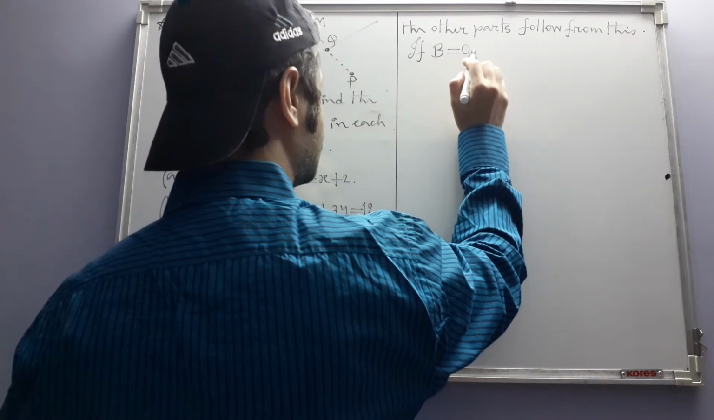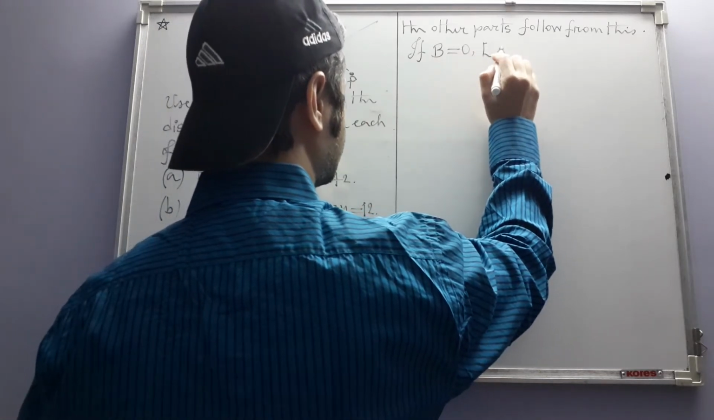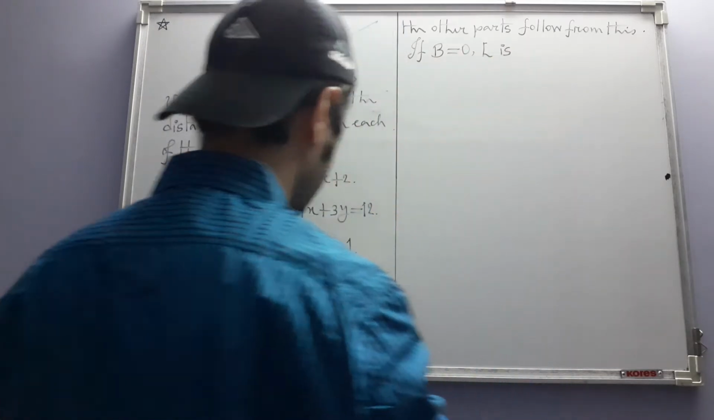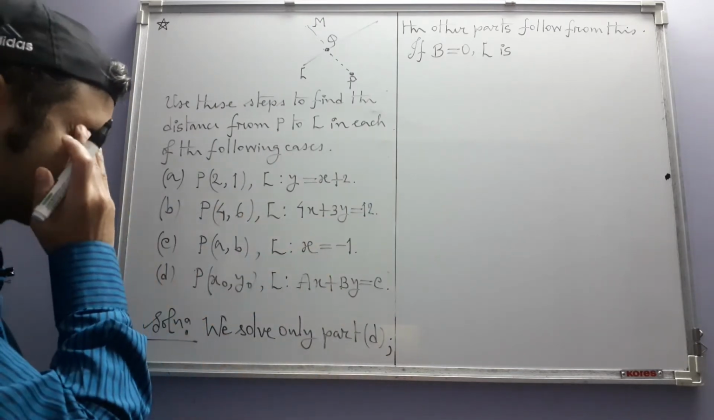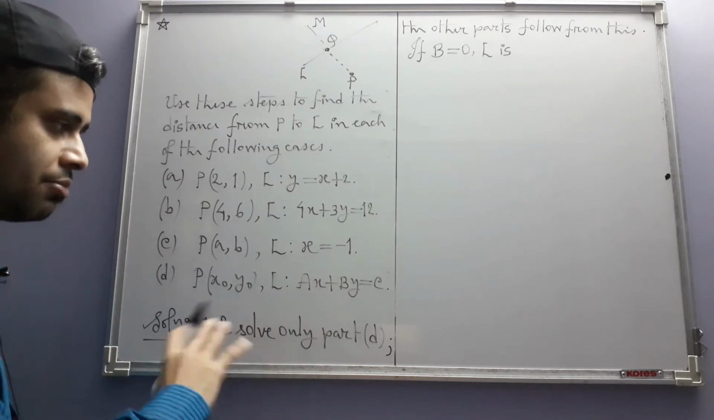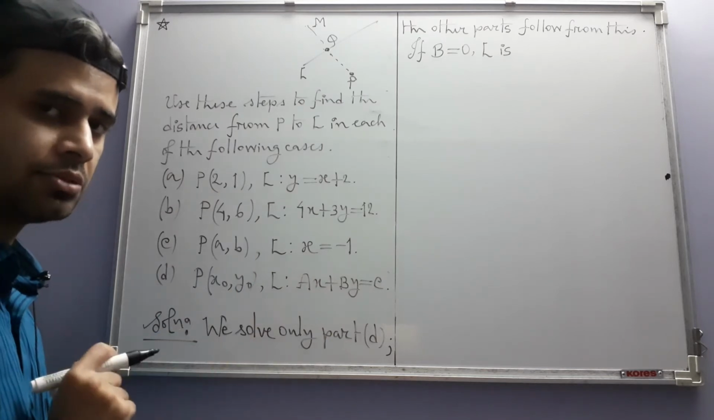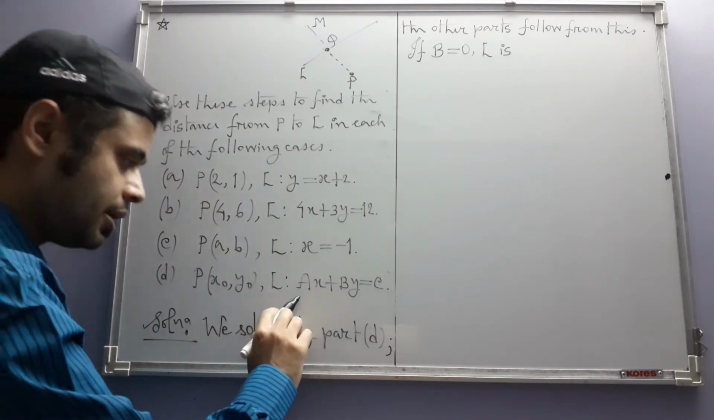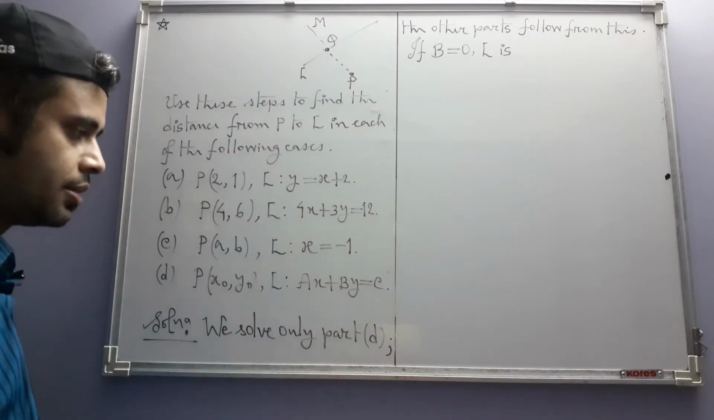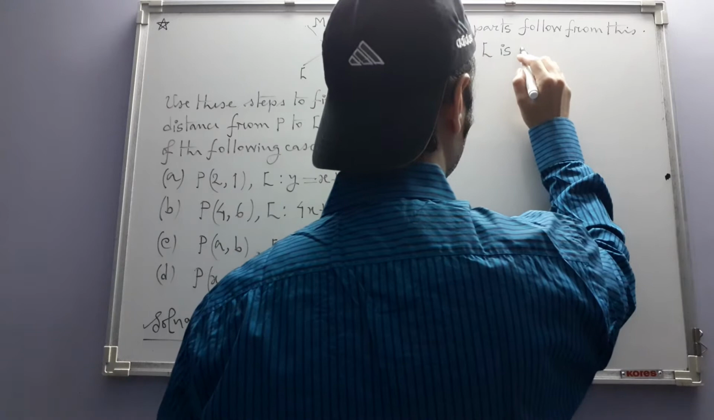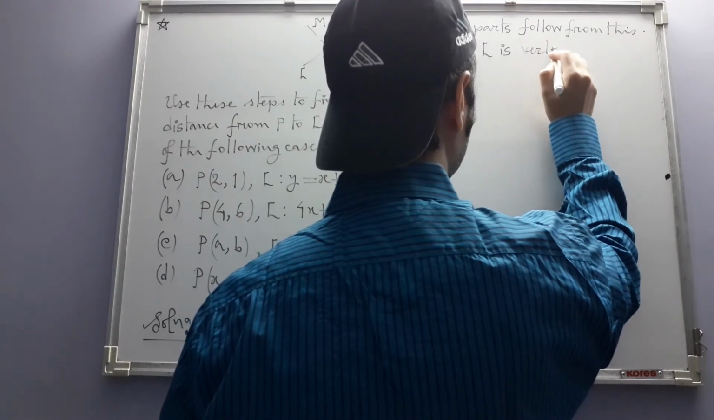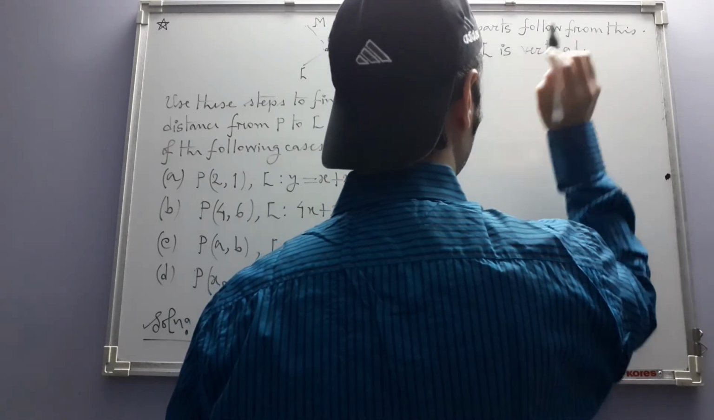If the line itself is vertical, namely if capital B is 0, so that is the first case. If B is equal to 0, L is vertical. The word perpendicular is used when we are talking about the relationship between two lines. If the line is itself vertical, then B is 0, and conversely, then L is vertical.